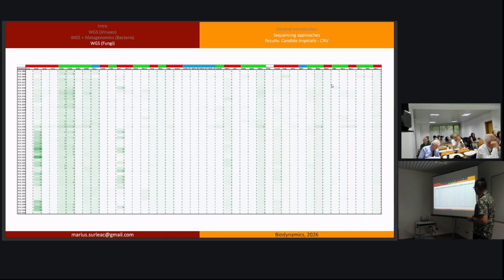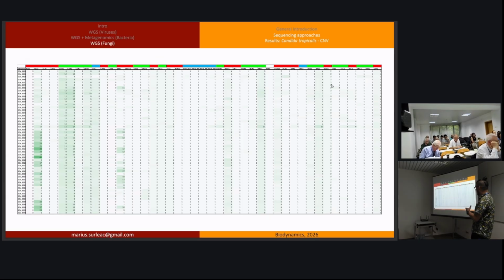And for other fungi like Candida tropicalis, we also look at the antifungal resistance genes, the ones in green, the virulence factors that they have, and other genes that are related to resistance. And here you can see a table with copy number variation. So these fungal species have multiple copies which are not randomly distributed across the chromosomes.